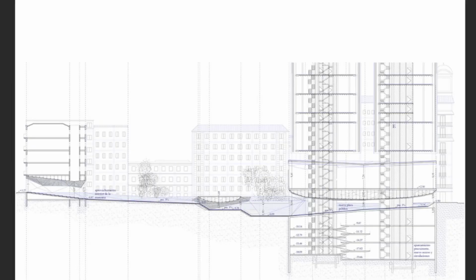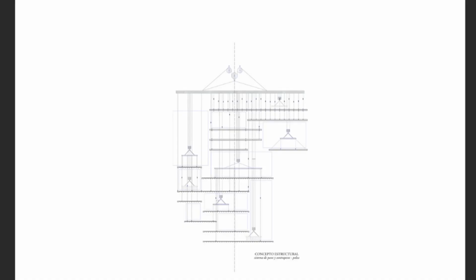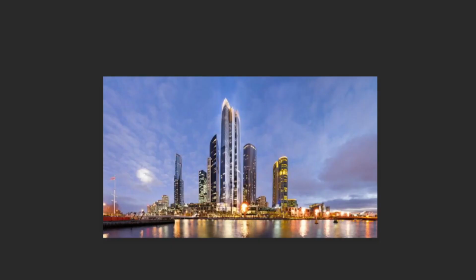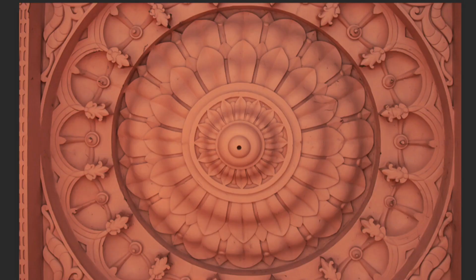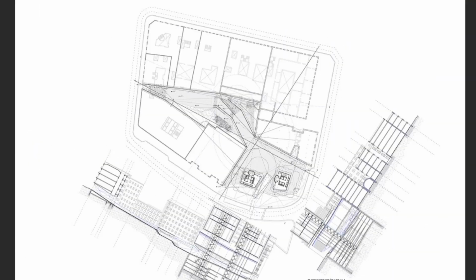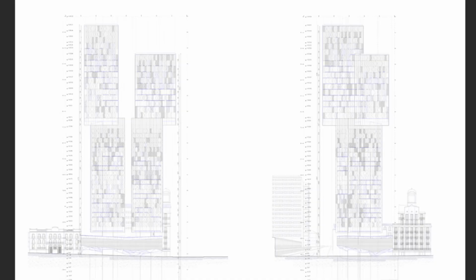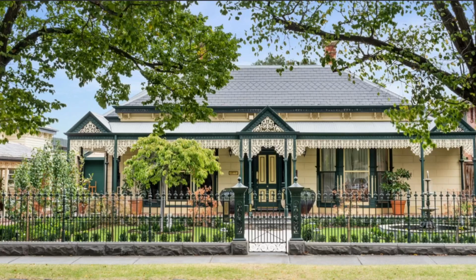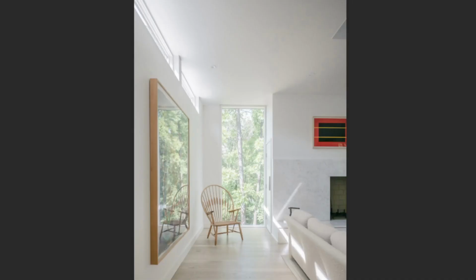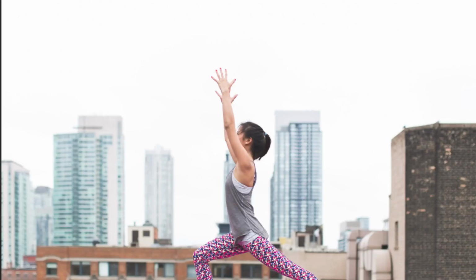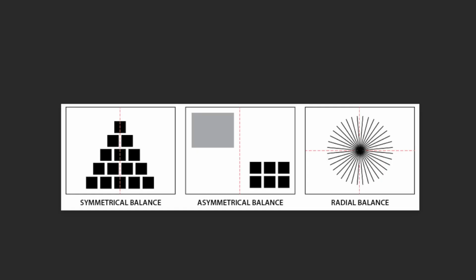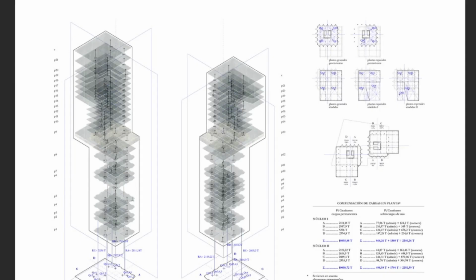Radial balance. Radial balance involves arranging elements in a circular or spiral pattern around a central point. This approach creates a sense of movement and energy in a space, making it ideal for buildings with a dynamic floor design. For example, a circular building with a central atrium would use radial balance to create a sense of flow and movement throughout the space.